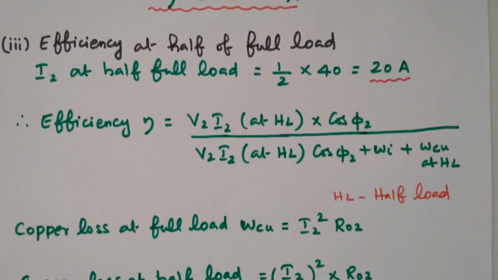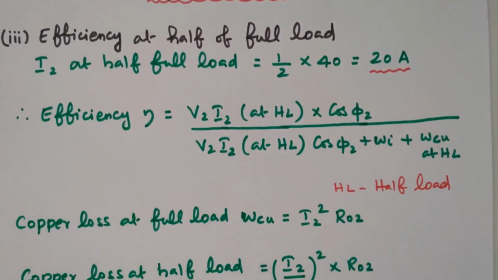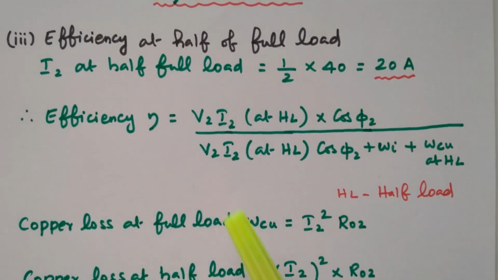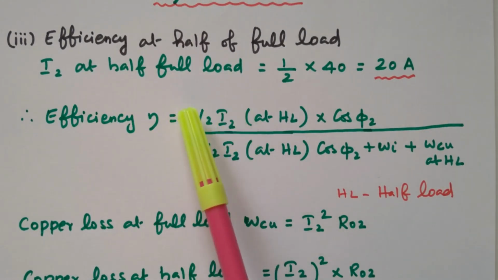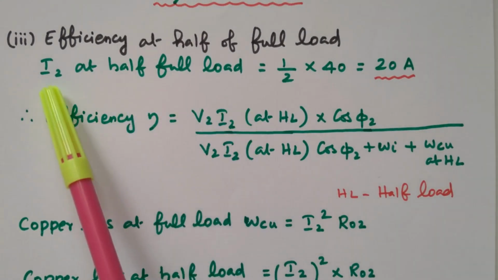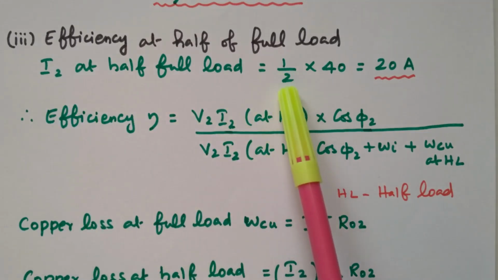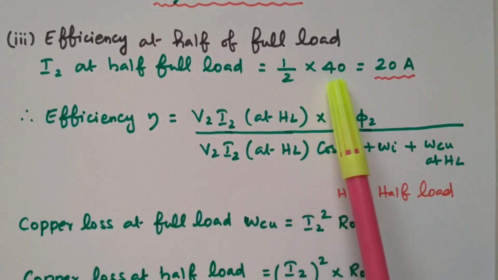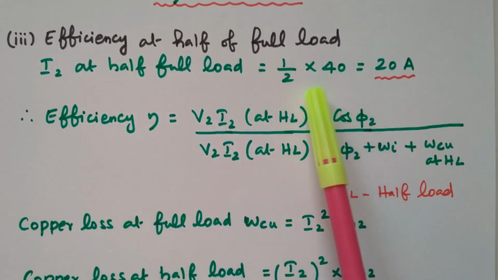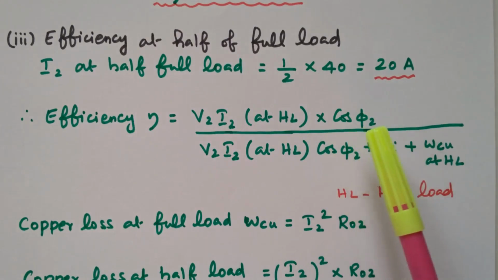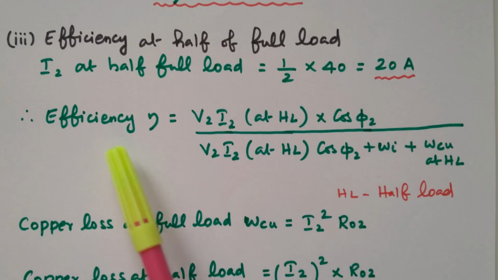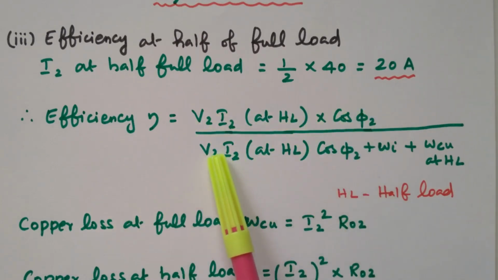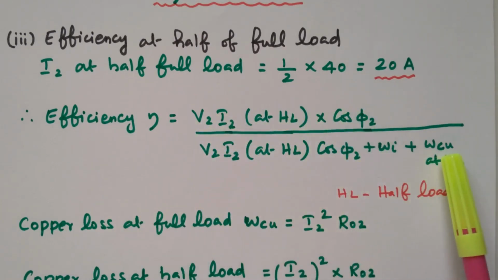Efficiency at half of the full load. So when the load is half of the load, we need to find the current at half of full load. When the load decreases, the secondary current also decreases. That is nothing but 1/2 into 40, half of the current rating. So this 40 is the full load current. For half load, automatically 40 divided by 2, it is 20 ampere. So with this current value, we can find the efficiency. So this is nothing but output divided by output plus iron loss and copper loss.